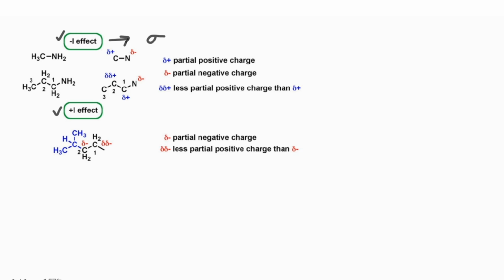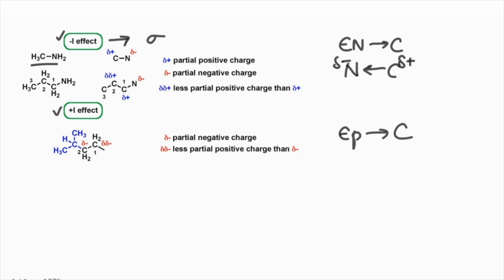Whenever you see an electronegative atom connected to the carbon chain, we observe minus I effect, and with an electropositive group like the methyl group connected to the carbon chain, we observe plus I effect. Here is an example: CH3NH2, where the carbon and nitrogen electronegativity difference is very large. So nitrogen is going to pull the electrons towards it, leaving carbon with a partial positive charge and nitrogen with a partial negative charge. Such an effect is called minus I effect.